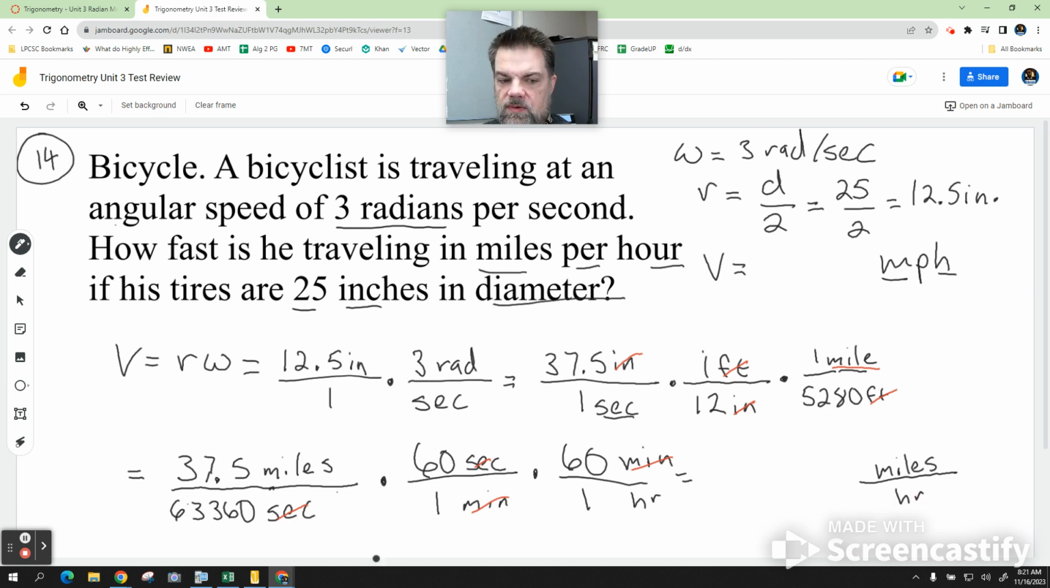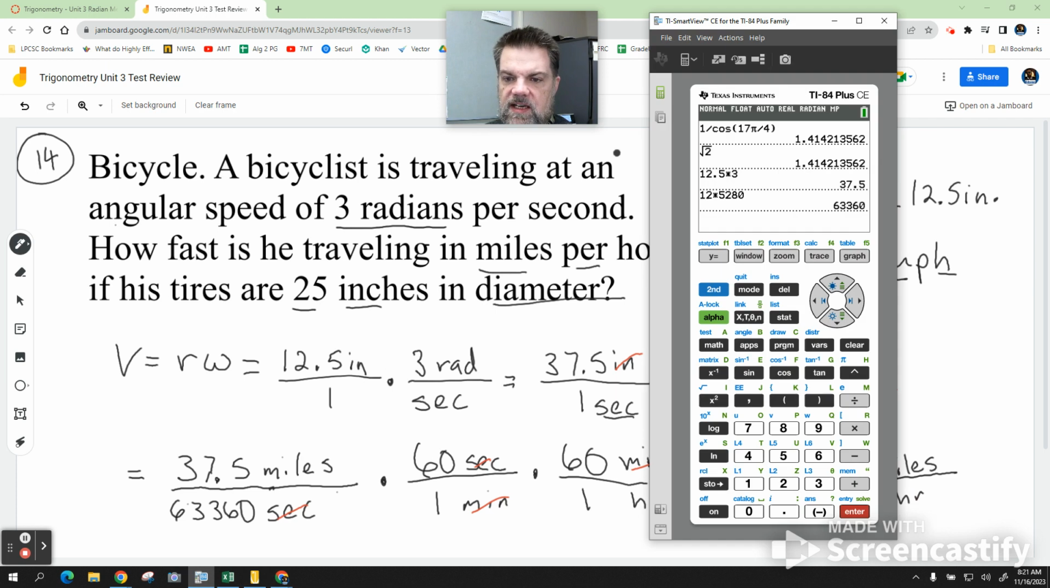But what I got to do on the top is I'm going to do this in parentheses so I can do the whole thing at once, 37.5 times 60 times 60, that's the top of the fraction, right? Divided by 63,360.